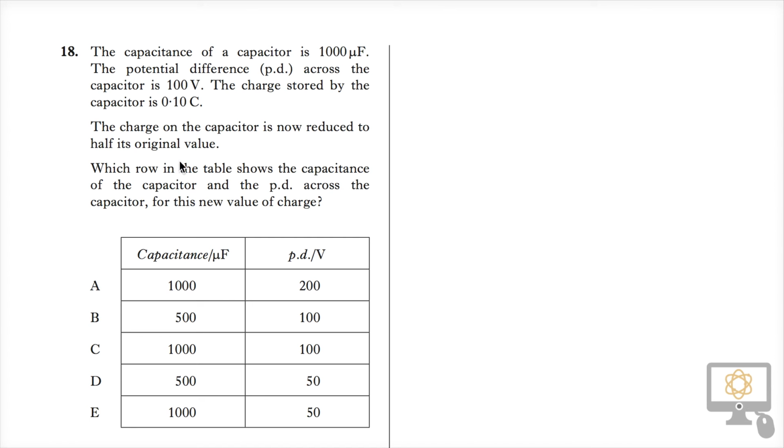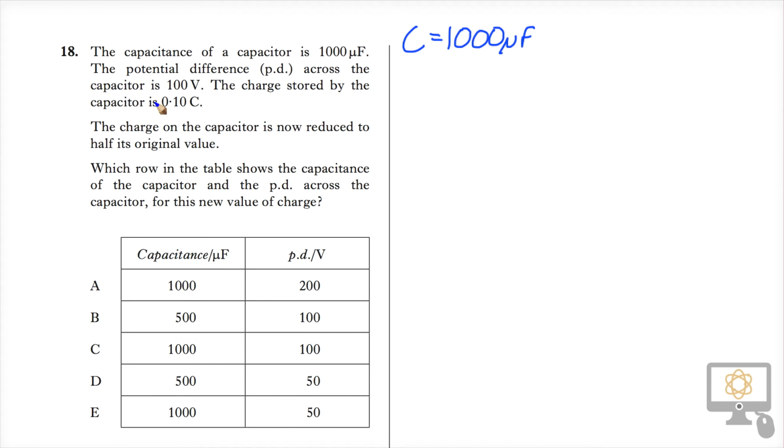Let's have a look at question number 18 from the 2013 Revised Higher Physics paper. It says the capacitance of a capacitor is 1000 microfarads. I'm just going to take a note of all of these things on the right hand side here. So the capacitance is 1000 microfarads. That's 1000 times 10 to the minus 6 farads.